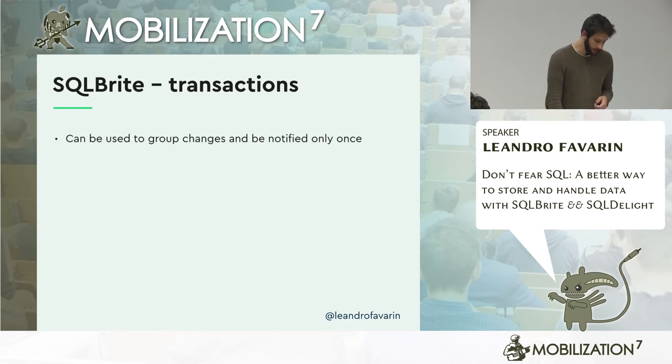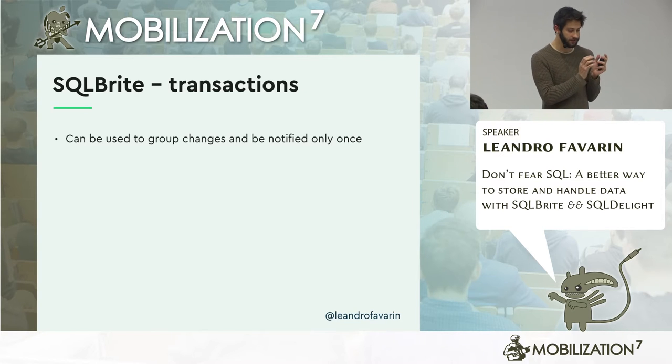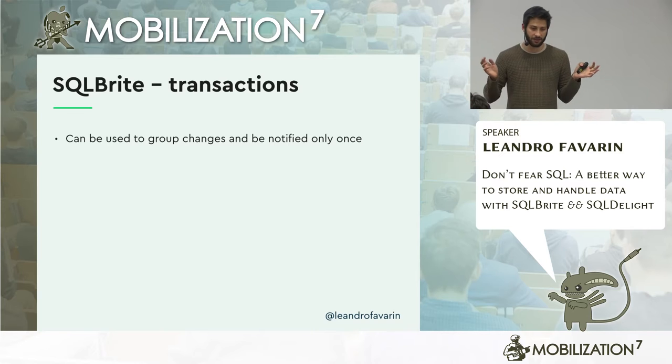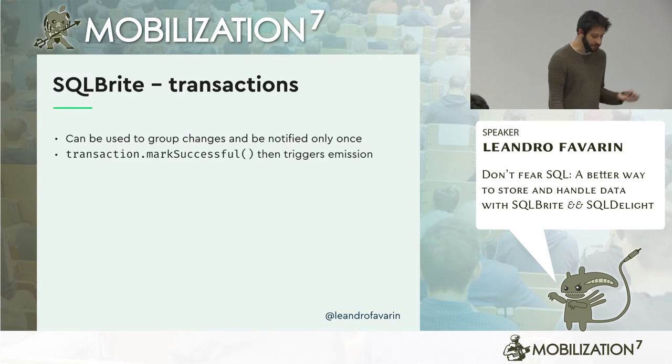Transactions, that's the way you group changes. So let's say you're inserting lots of data into a table. The way to use a transaction in this context is to avoid being spammed by notifications. So if you know that you're inserting 100 items in your table, then you can wrap this in a transaction and only be notified once. Even if you delete, then replace, then do some magic there, you can guarantee with a transaction that you're not going to be bombarded. And after that, you mark it as successful, and then this will be the trigger for you to be notified.